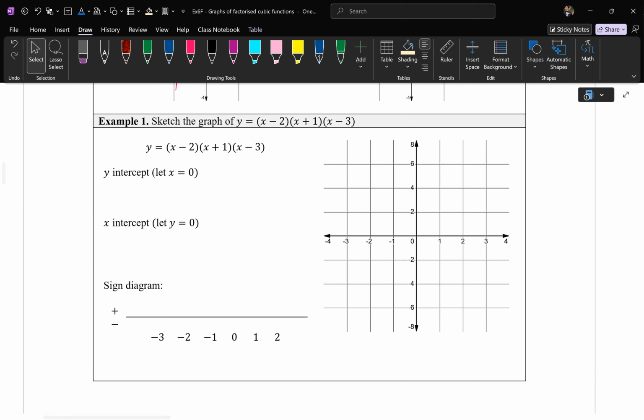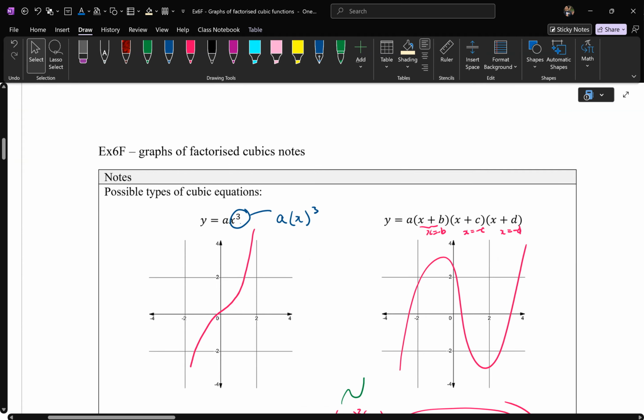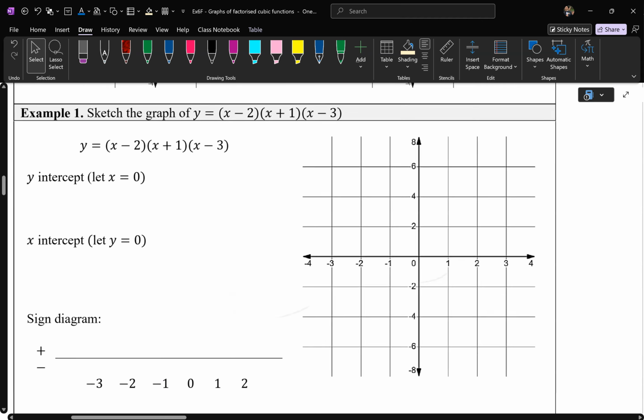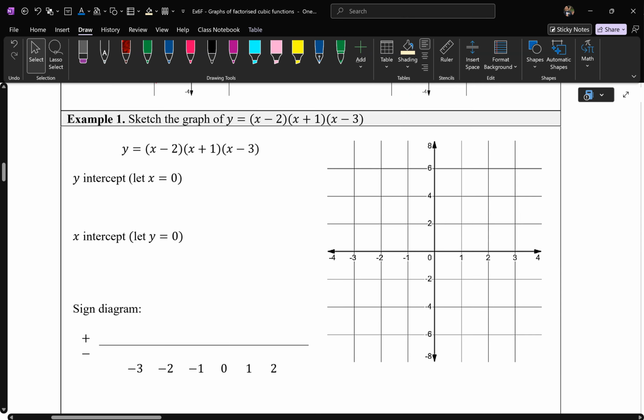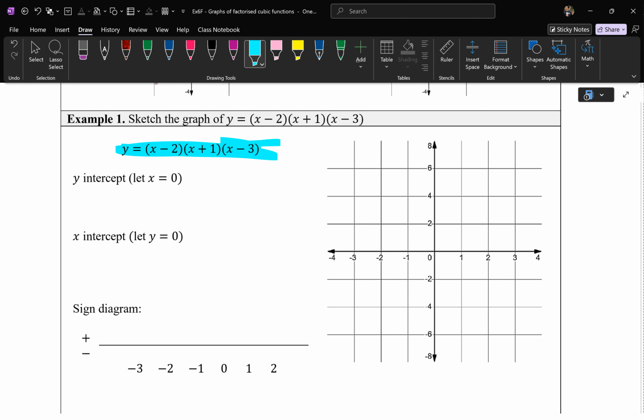All right, can you turn over in your notes to 6F? Exercise 6F. In that booklet, let's do this example together. First thing I want you to figure out is how many x-intercepts do you expect in this example here? 3. Very good, because there are 3 brackets.